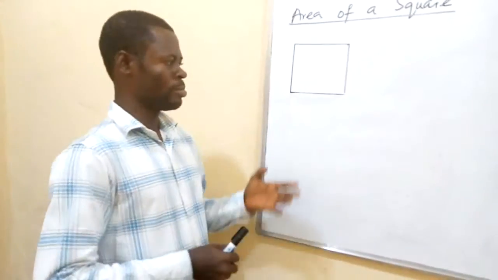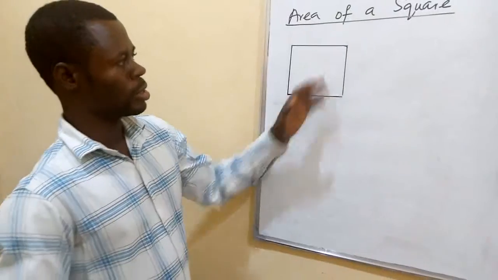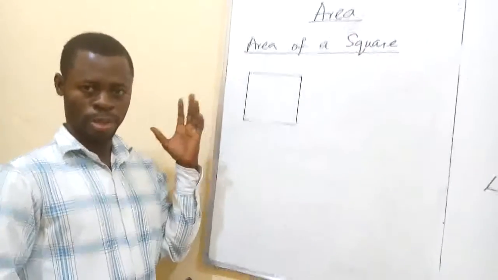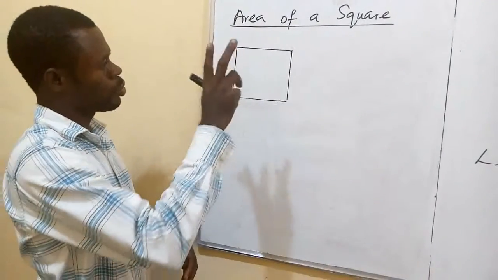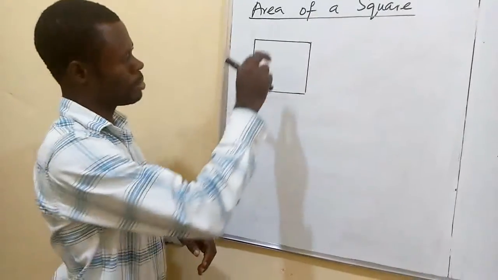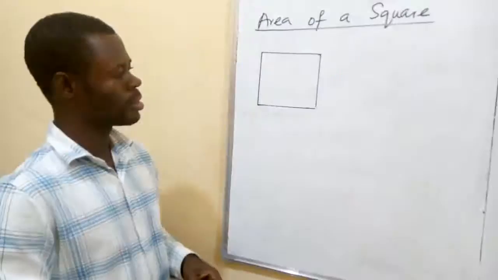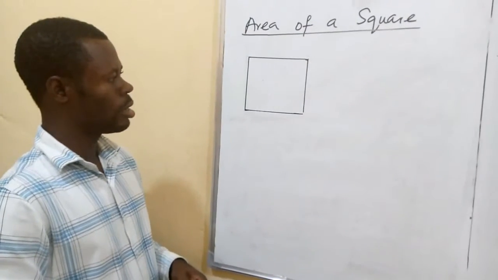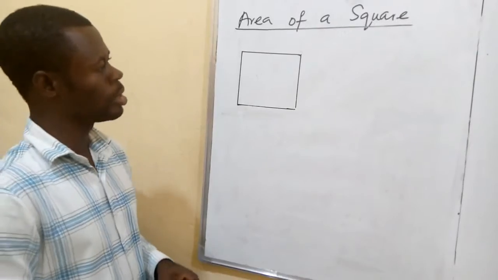For your level, I believe identifying a square or drawing a square is not a problem for you. First of all, we're going to look at the properties of a square, because they're going to be needed in our calculation. Alright, so a square is a four-sided two-dimensional shape. That means it has four sides: this one, this other one, this other.